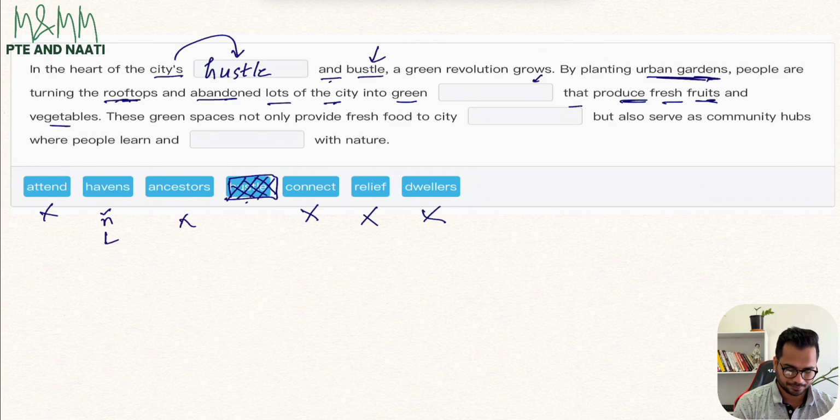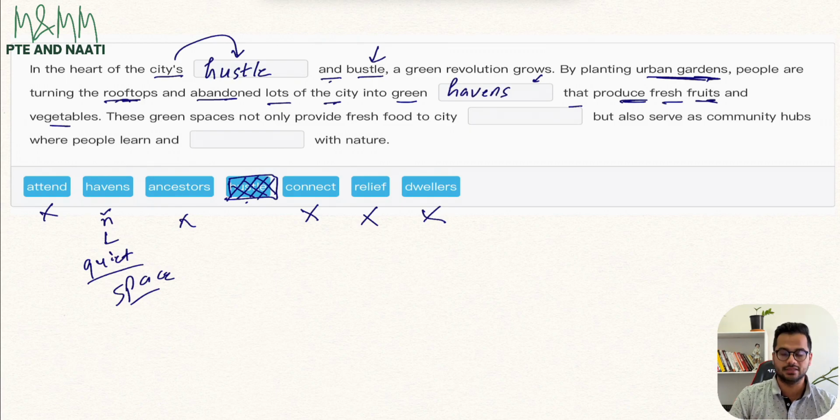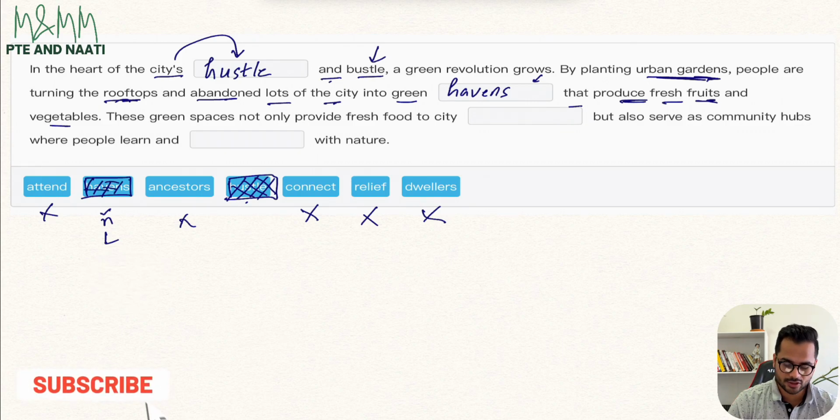Heavens means quiet space, something similar to that word. Abandoned lots of the city into green heavens means green places, which sounds perfect because it's a noun. So that means heavens has to be my correct answer. So heavens is also done. Now let's look at the other two blanks.